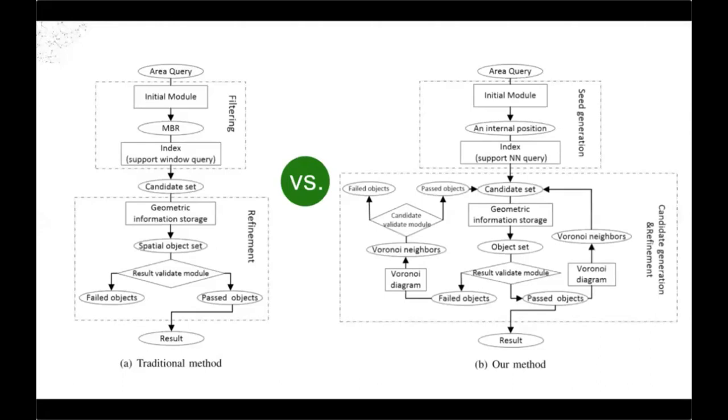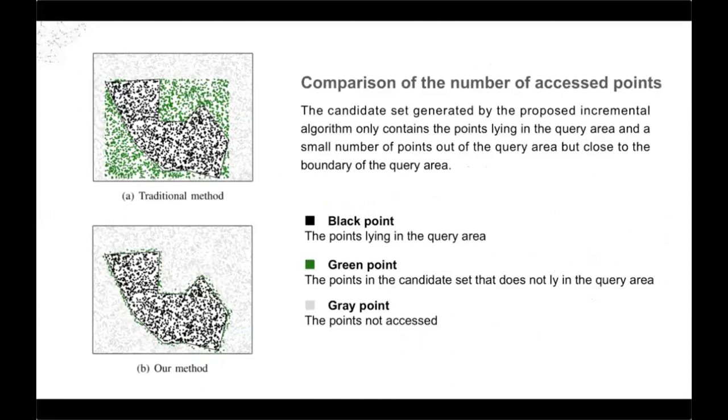Therefore, we propose a novel area query approach based on Voronoi diagrams, as shown in Fig B. The candidate set is not obtained directly by window query, but by an incremental algorithm based on Voronoi diagrams. This is the comparison of the number of accessed points. Besides the points that lie inside the query area, the candidate set only contains a small number of points lying close to the boundary of the query area. It can be seen from the figure. The candidate set of our method is generally much smaller than that obtained by window queries. Hence, the proposed method performs more efficiently than the traditional one.